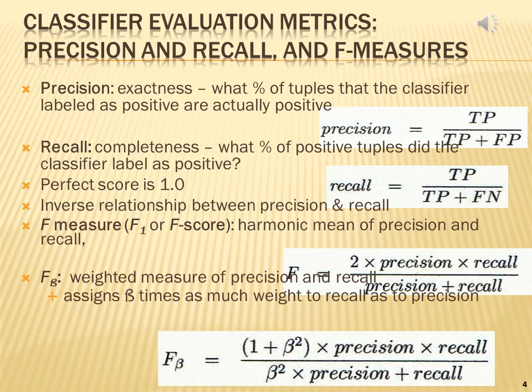Precision measures how many of the predicted positives are actually correct. Recall, or sensitivity, measures how many actual positives were correctly identified. F1 score is the harmonic mean of precision and recall. For imbalanced data, we might use F-beta to weigh recall more heavily if needed.